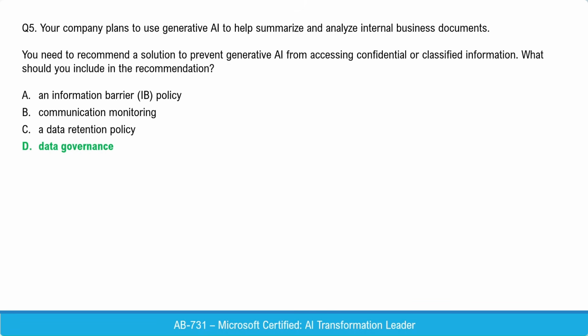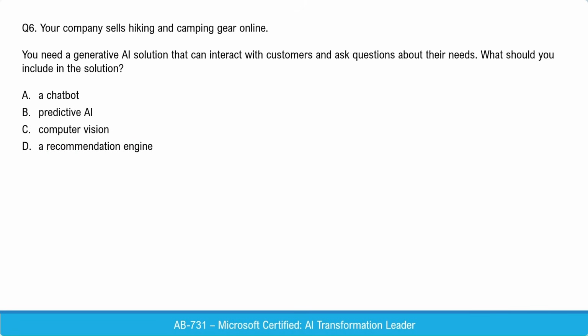Now, looking at other options, information barriers are designed to restrict communication between groups, not to control AI data access. Communication monitoring is reactive. It detects issues after they happen. And data retention policies focus only on how long data is stored. So the most complete and accurate answer is option D, data governance.